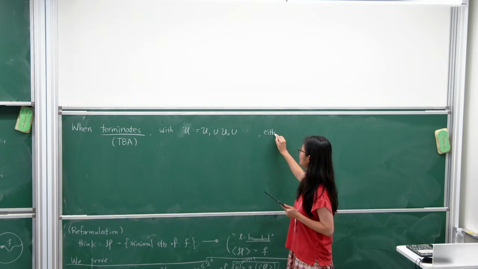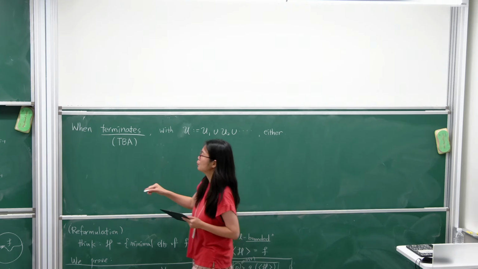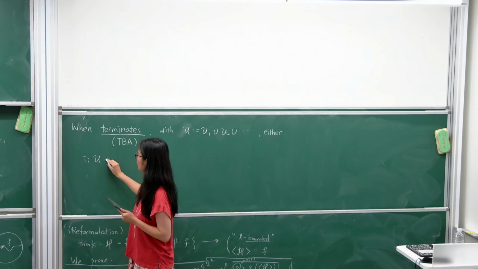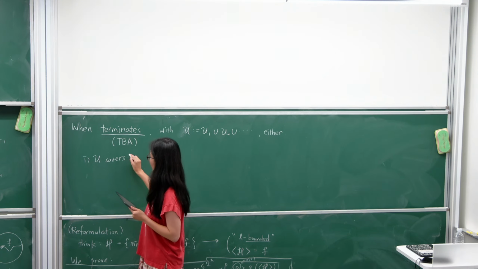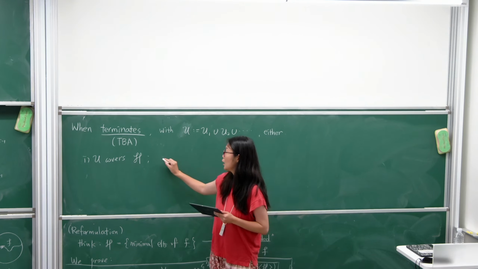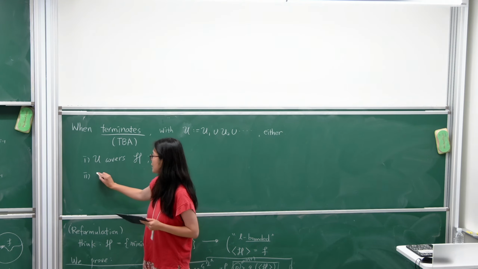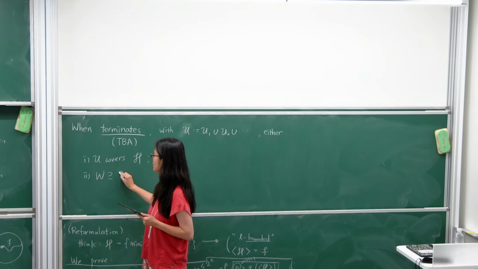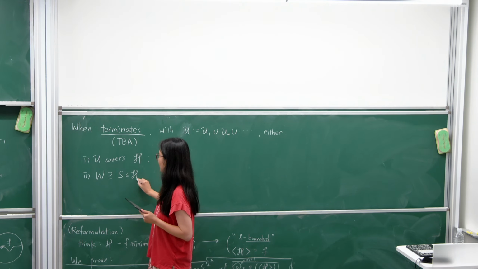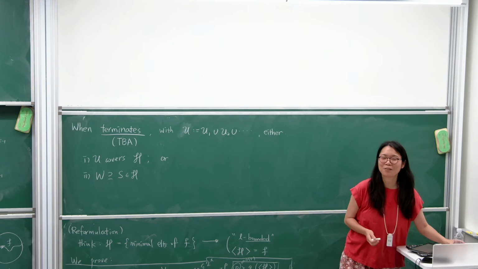We have two possible outputs. The first possible output is that U covers the entire hypergraph H. This is the first possible output. Or the second possible output is that W contains some member of H. And which one is more desirable?